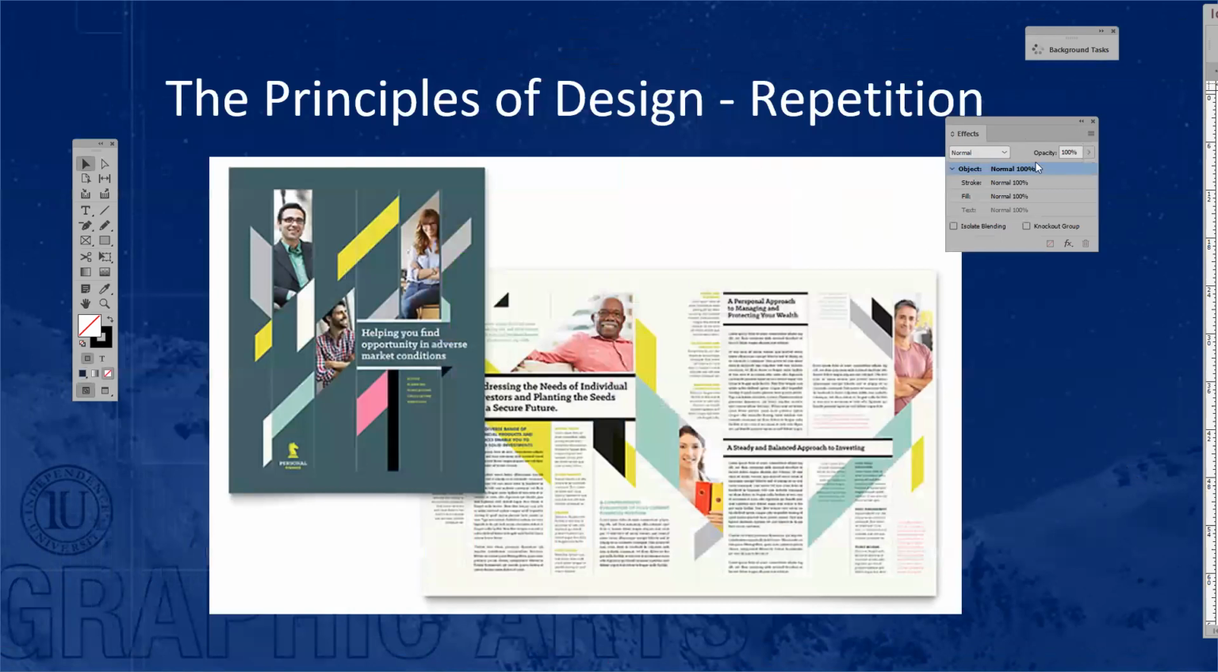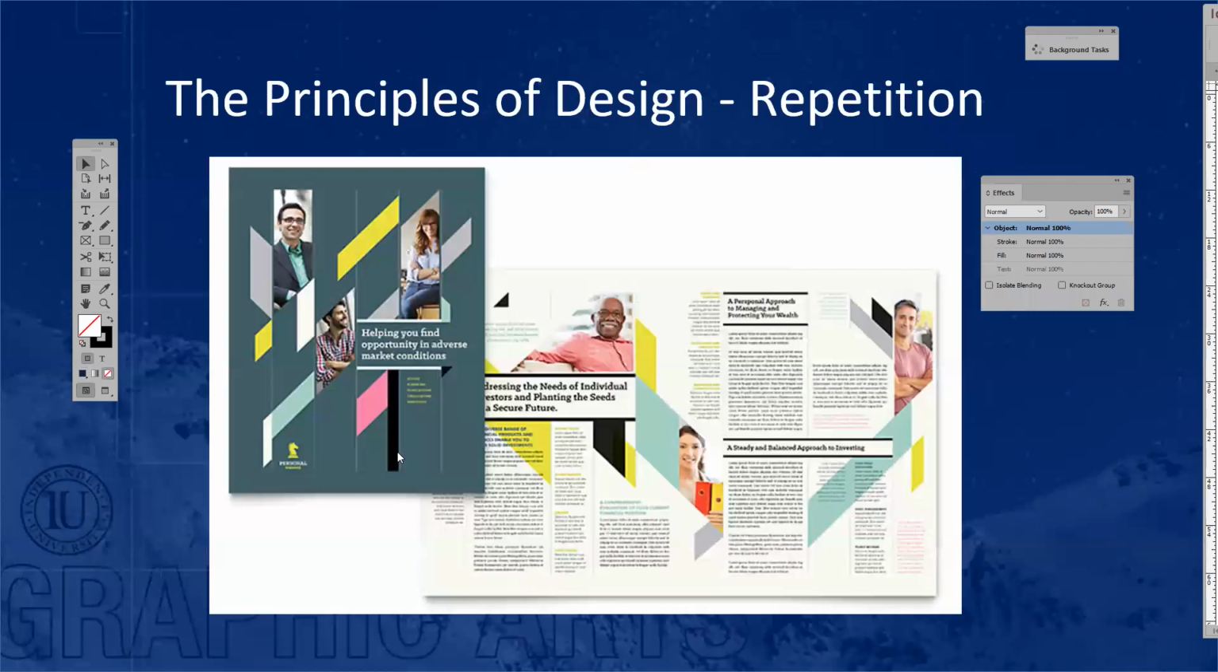Julia, let's go back to repetition. Could you give me an example here in this layout of repetition? While she's thinking, I'll indicate. This is, I think, the cover of this particular brochure or magazine. We have this color scheme that is carried throughout. We have the yellow and the light green and the light gray of these shapes, in addition to these shapes working throughout the entire publication. And in addition to that, we have repetition of the font in here as well.